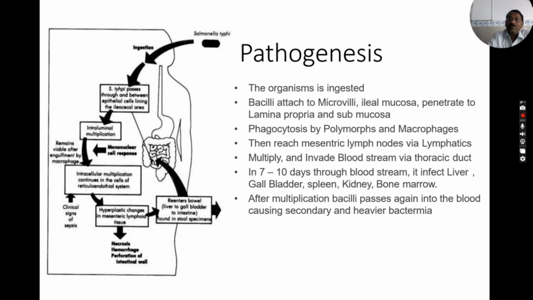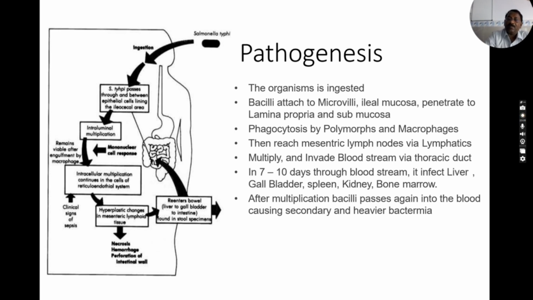There it is phagocytosed by the polymorphs and the macrophages. Then they reach the lymph nodes, that is the mesenteric lymph nodes. There they multiply. Then they invade the bloodstream via the thoracic duct. And then it enters into the liver, gallbladder, spleen, kidney, and bone marrow.